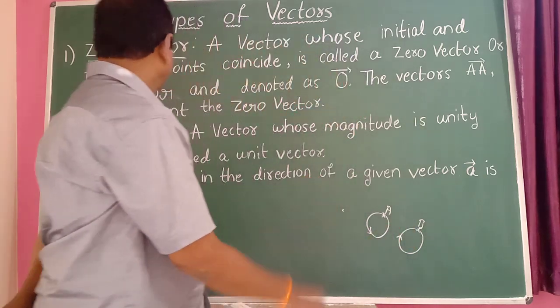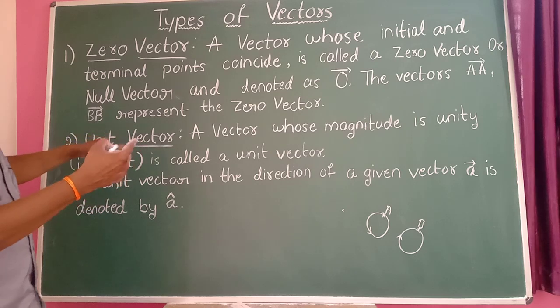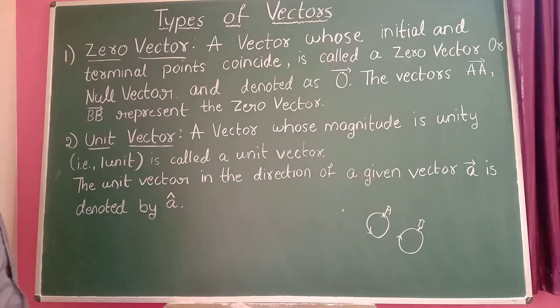Okay, B bar represents the zero vector here. Initial and terminal points both coincide with each other. Then these are called zero vector or null vector.